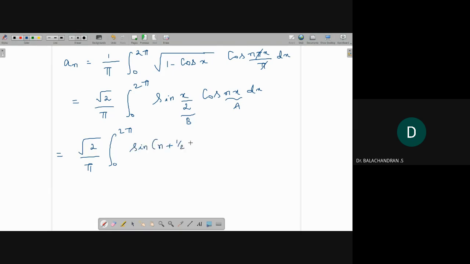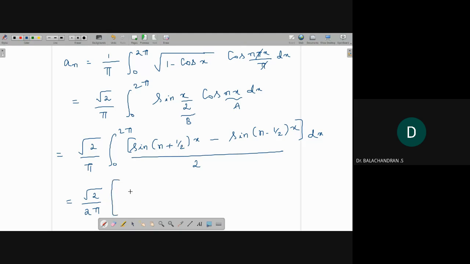Sin n plus half into x minus sin n minus half into x, divided by 2, into dx. So now integration. Root 2 divided by 2 pi. If you integrate sine, you get minus cos n plus half into x divided by n plus half, minus, if you integrate sine, cos of n minus half into x divided by n minus half. Limit is from 0 to 2 pi.